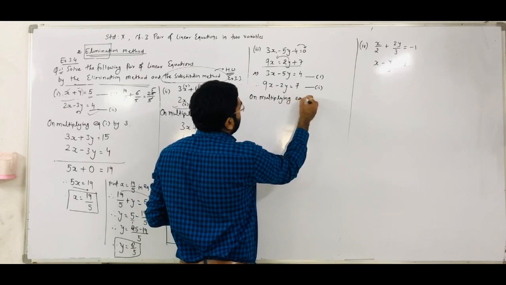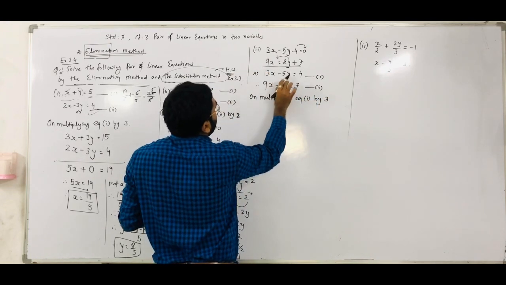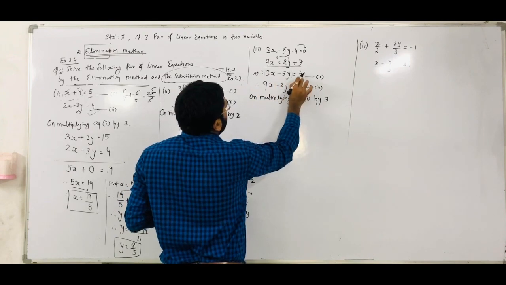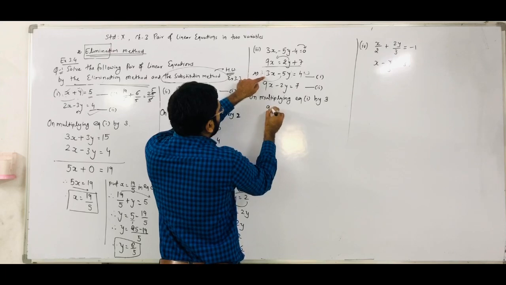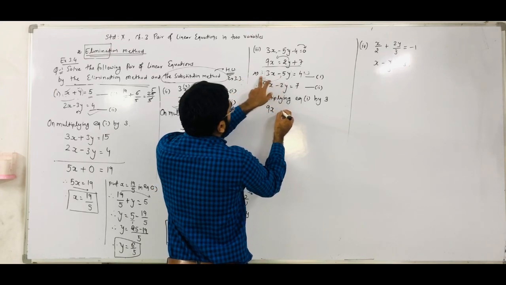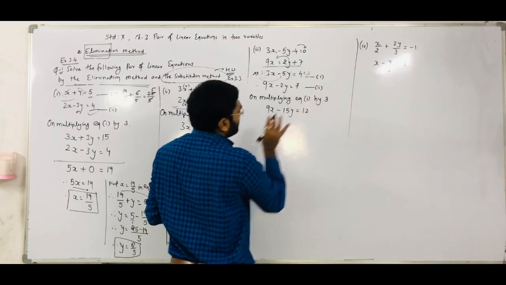Right? So that way we can define here, on multiplying equation 1 by 3. So if you multiply equation 1 by 3, the right hand side also you have to multiply by 3. So 3 is multiplying inside. So 3 3s are 9x, minus 3 into minus 5y is minus 15y, and 4 3s are 12. Right?